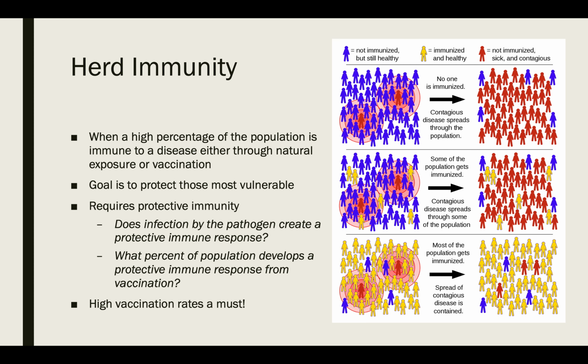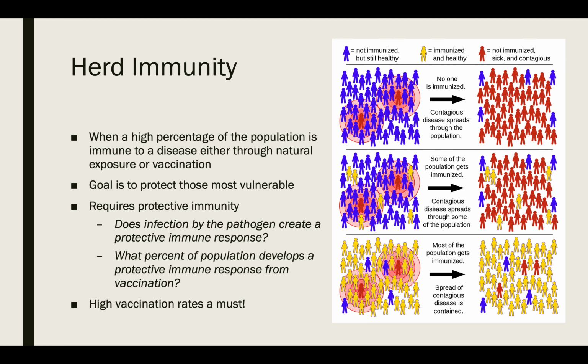So this is a little infographic showing herd immunity. All of the blue people are not immunized but healthy. Yellow people are immunized and healthy. And red people are not immunized, they're sick and they're contagious. So in this scenario, we have a bunch of people that are not immunized, but they're healthy. And we have 2 people here that are not immunized and sick.